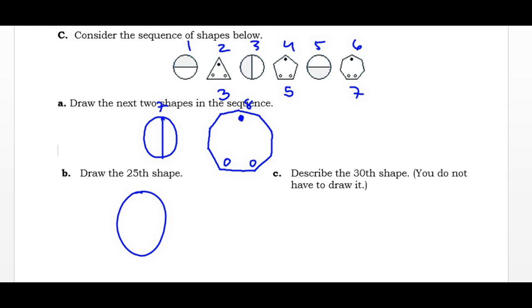I could just keep counting. I could go 1, 2, 3, 4, and then 5 and 1 are the same, so just keep counting like that. 1, 2, 3, 4, 5, 6, 7, 8, 9, 10, 11, 12, 13, 14, 15, 16, 17, 18, 19, 20, 21, 22, 23, 24, 25. Looks like I should have a straight line on my 25th one.